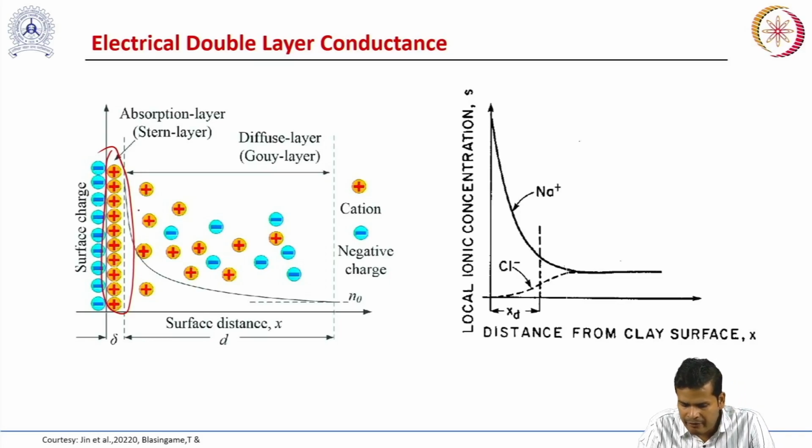But as we move away from the surface, the positive ions will diffuse and the concentration of the positive ions will decrease and the concentration of negative ions will increase.